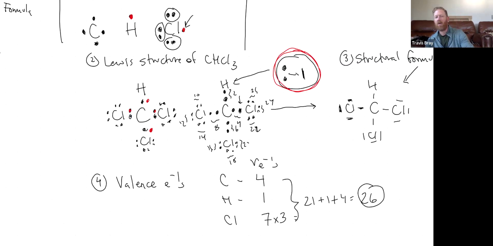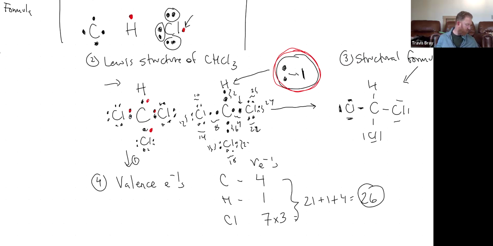So really, you can do it any way you want. You could do valence electrons first. You could do the Lewis structures first. It doesn't really matter. Either one's going to be fine. So let's do one more example.